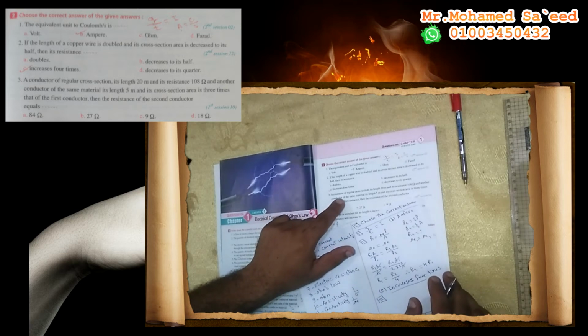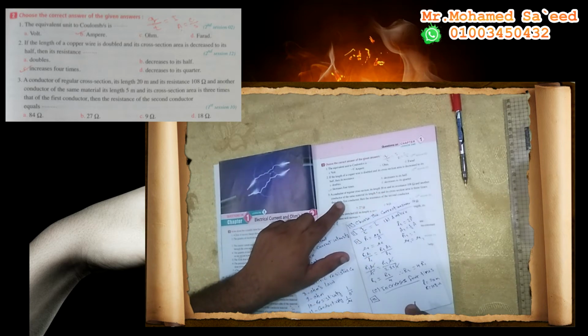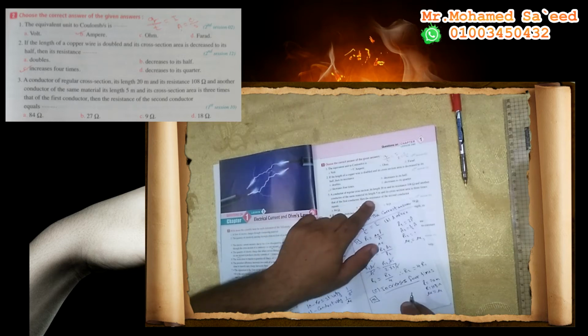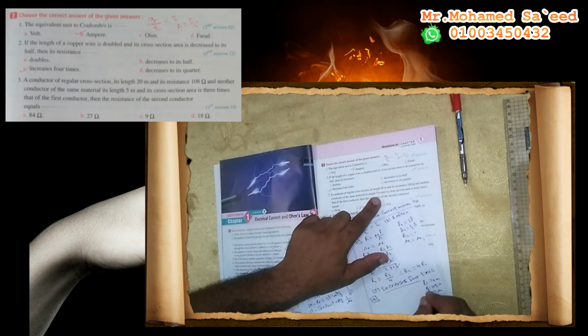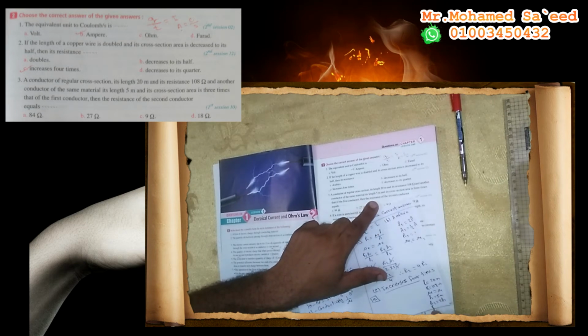Okay, question number 3. A conductor of regular cross section, its length L1 equals 20 meters and its resistance is 108 ohm. And another conductor of the same material, so rho E in this case equals rho E of the other wire, because they are made of the same material. Its length L2 equals 5 meters, and its cross section area is 3 times that of the first conductor, 3 times A1. Then the resistance of the second conductor, R2, equals what?